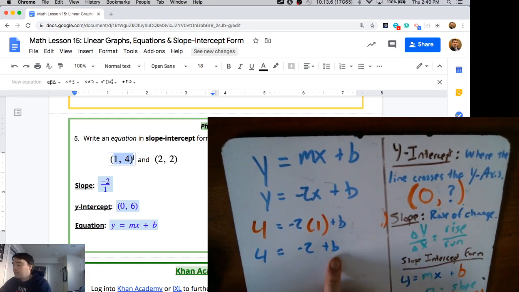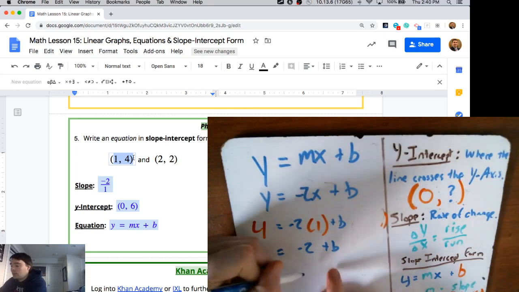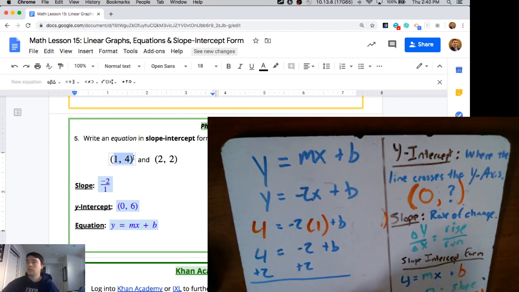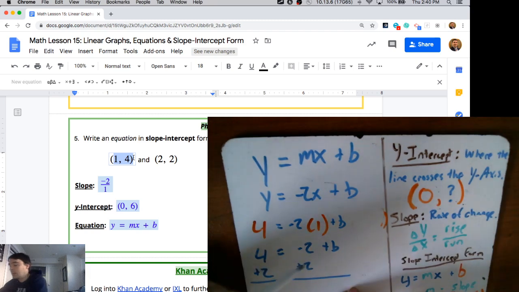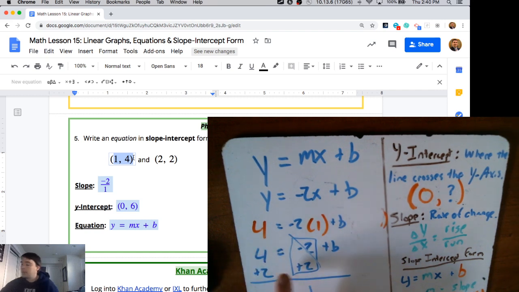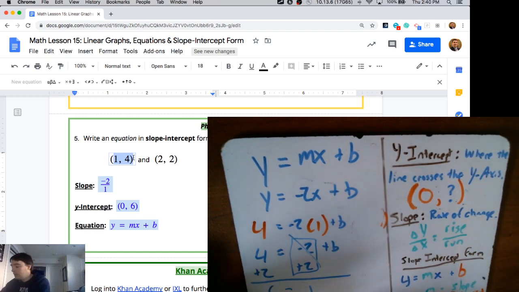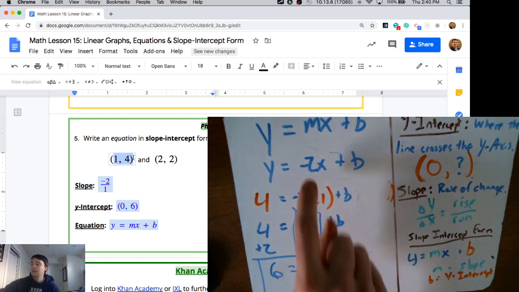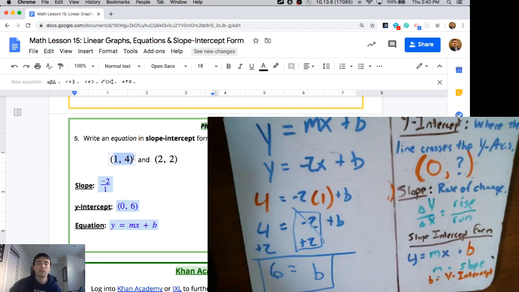I want the b to be all by itself on the right side of the equation, so I'm going to add 2 to both sides of this equation. By adding 2, I cancel out the negative 2. That's the inverse operation that got b all by itself. I also had to add 2 over here. 4 plus 2 tells me what we had expected in the beginning. The y-intercept needs to be 6 if you have a slope of negative 2 and it's going through these data points.